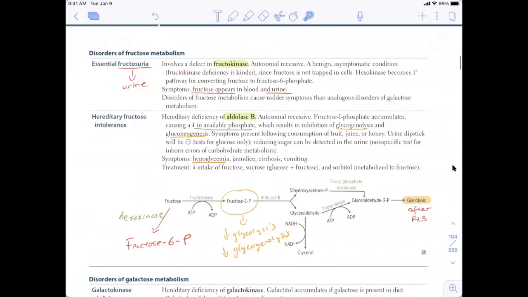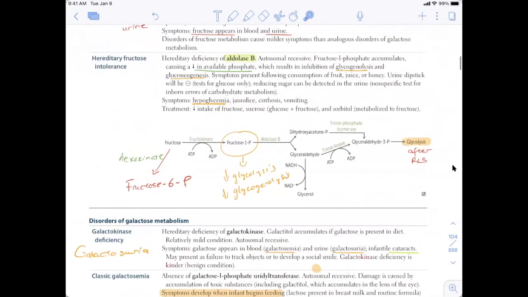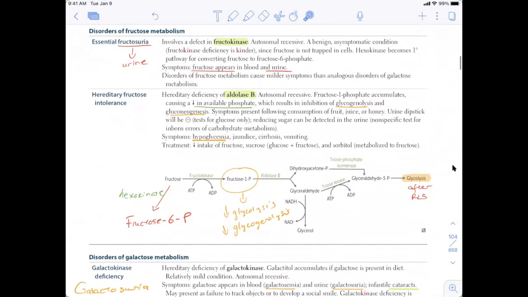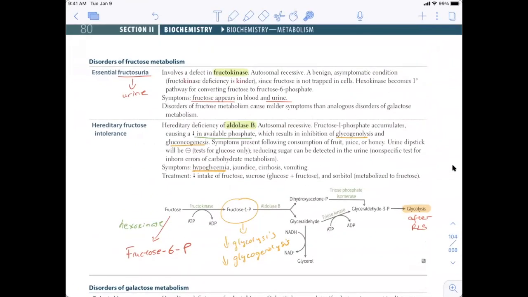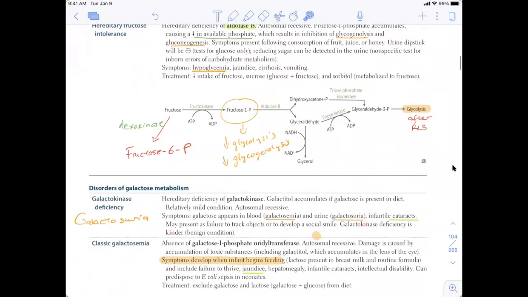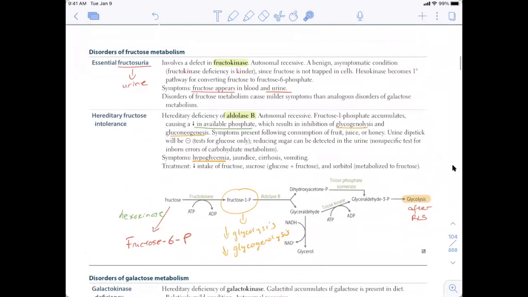All right. So moving on, the next two topics are your disorders of fructose metabolism and galactose. And they're very similar, you're going to see. Fructose and galactose kind of do the same thing, okay? So let's start off with the fructose side of things.